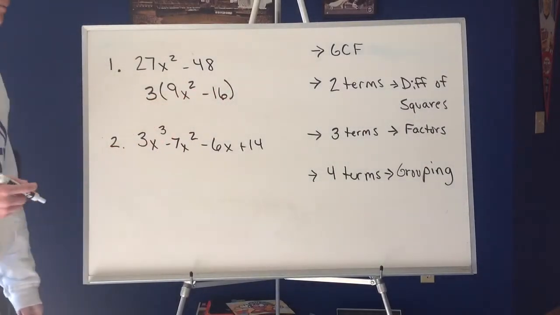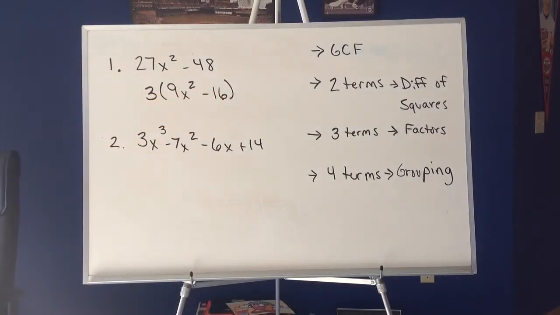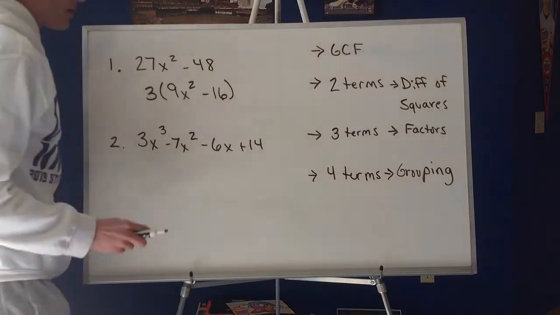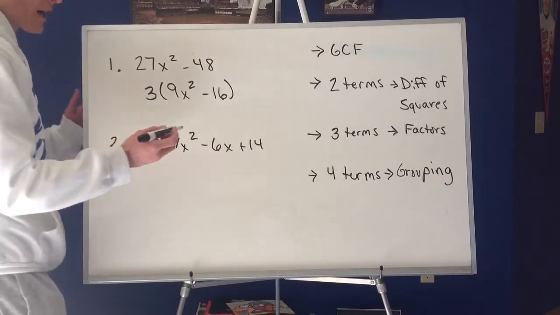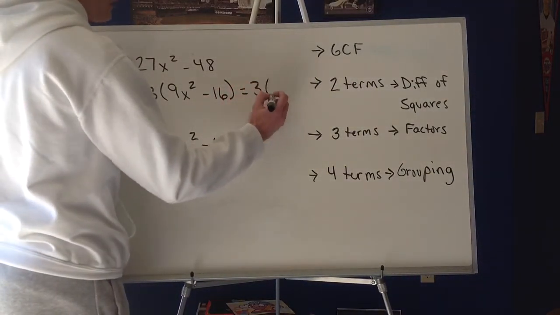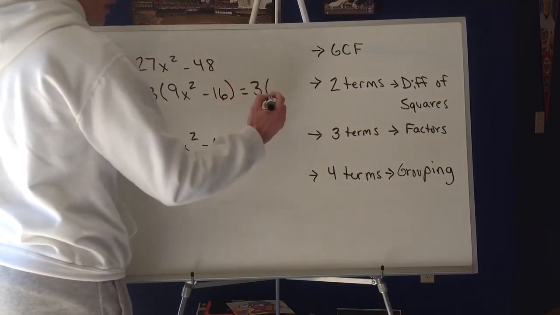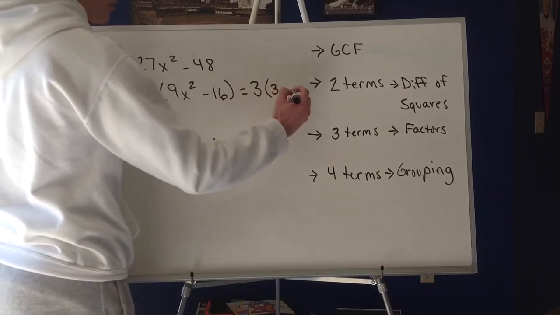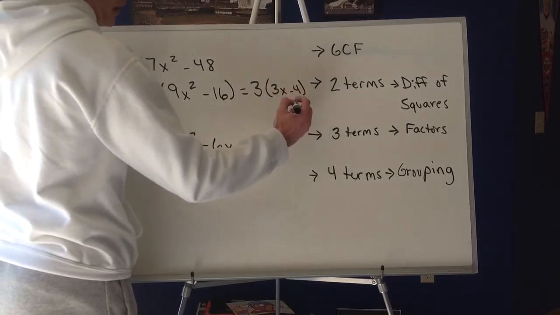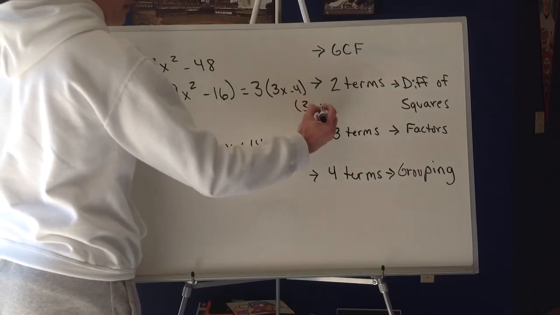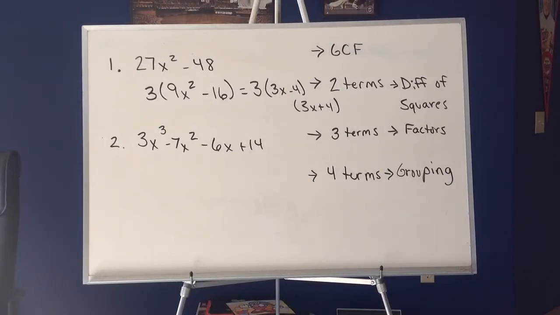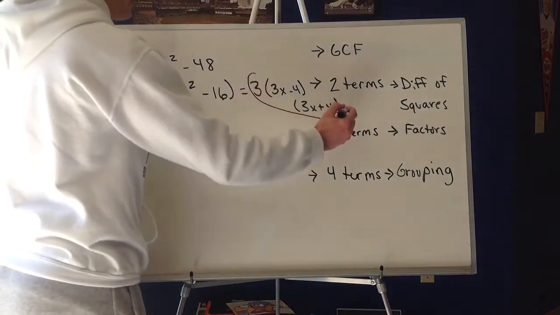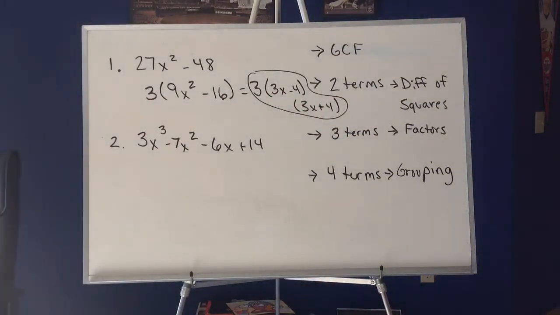Now, 9x squared minus 16 is 2 terms. Okay, if it's 2 terms, that means I'm looking for difference of squares. Okay, sure enough, both of these are perfect squares, and I have a subtraction sign, so I will go ahead and do this one as difference of squares. Okay, difference of squares, remember you're taking the square root of each term, and I'm running out of room there, so I'll stick that one up there. Okay, and then you have to have opposite signs because we want the middle terms to cancel out. That's why we're just having 2 terms left. Okay, so for number 1, this would be your correct answer.